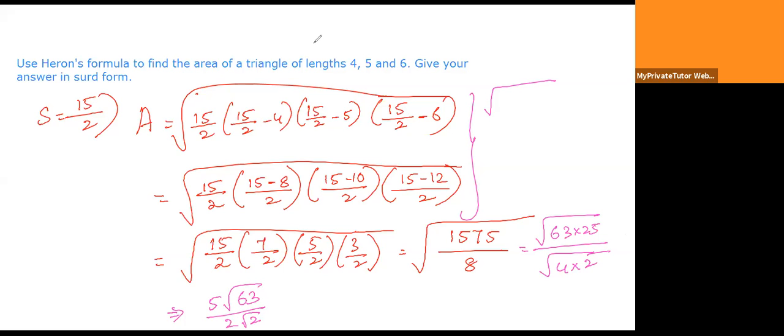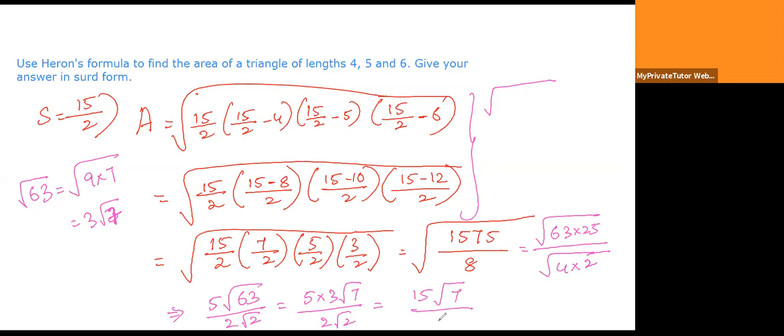Joseph, Anna, are you able to follow that? Do you understand that step? If yes, we can also simplify 63 again. Because what is 63? 9 sevens are 63, isn't it? So 3 root 7. Okay, so I'm writing 63 as 3 root 7. So 5 times 3 root 7 divided by 2 root 2. So what is the answer? 15 square root 7 by 2 root 2. Oh, that's a nice question. I hope you got that, guys. Anybody has any questions?